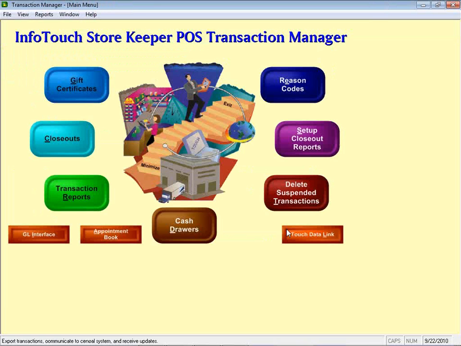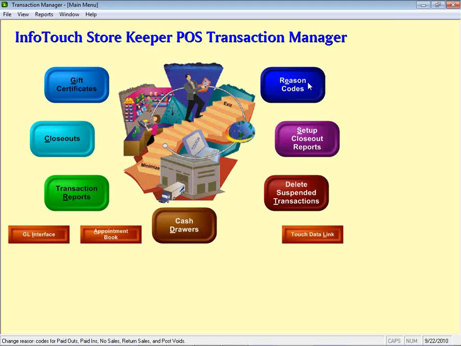So that's gift certificates, not a big function. We'll see in a little bit that there is a report associated with gift certificates as well. It has 2 flavors. You can see all gift certificate activity for the day within the store, or you can get a report on all the gift certificates or a range of them that you have outstanding.